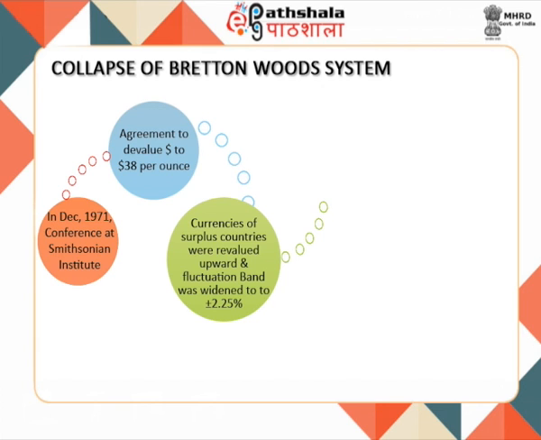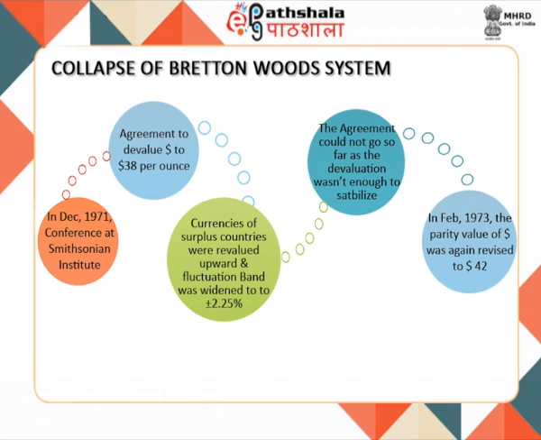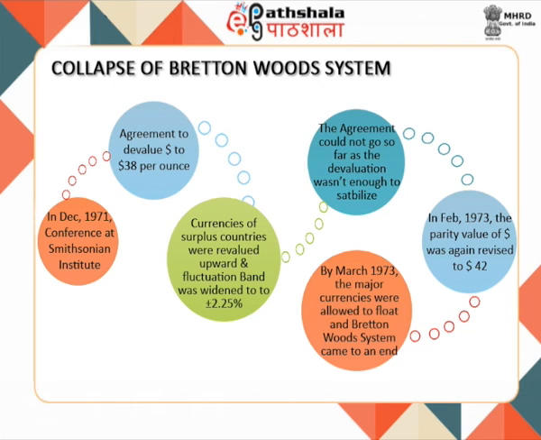The Smithsonian Agreement could not go far as the devaluation of dollar was not enough to stabilize the situation. In February 1973, the parity value of dollar was again revised upward from $38 per ounce to $42 per ounce. By March 1973, the major currencies were allowed to float and the Bretton Woods system came to an end.